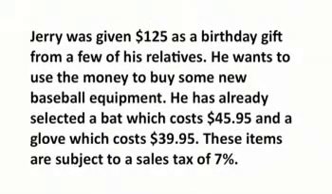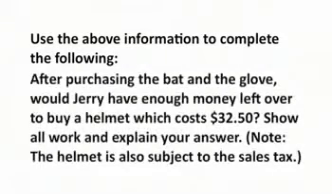Jerry was given $125 as a birthday gift from a few of his relatives. He wants to use the money to buy some new baseball equipment. He has already selected a bat which costs $45.95 and a glove which costs $39.95. These items are subject to a sales tax of 7%. Use the above information to complete the following. After purchasing the bat and the glove, would Jerry have enough money left over to buy a helmet which costs $32.50? Show all work and explain your answer. Note, the helmet is also subject to the sales tax.